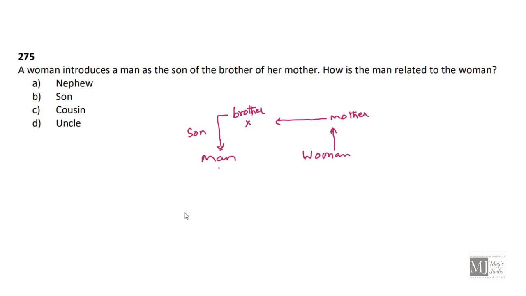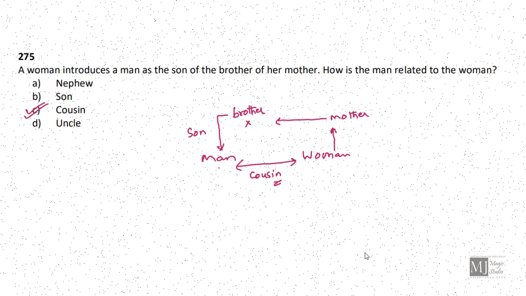That means the man is the son of the maternal uncle, mama ji ka ladka, of this woman. Then how is the man related to the woman? Man and woman are cousins from the maternal family point. Option C fits in.